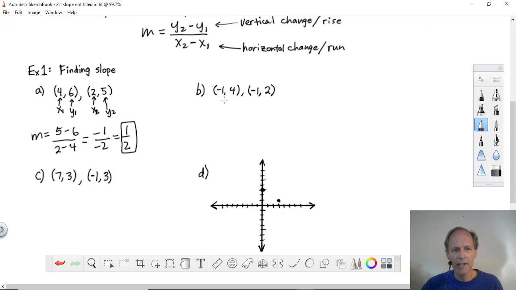Now I won't label them this time, but we know this first x value in the first ordered pair is x sub 1, and then the y of that ordered pair is y sub 1. And this first number in the second ordered pair is x sub 2, and the second one is y sub 2. So we apply our formula. y sub 2 minus y sub 1, so that's 2 minus 4, right? And on the bottom, x sub 2 minus x sub 1, that's negative 1 minus negative 1.